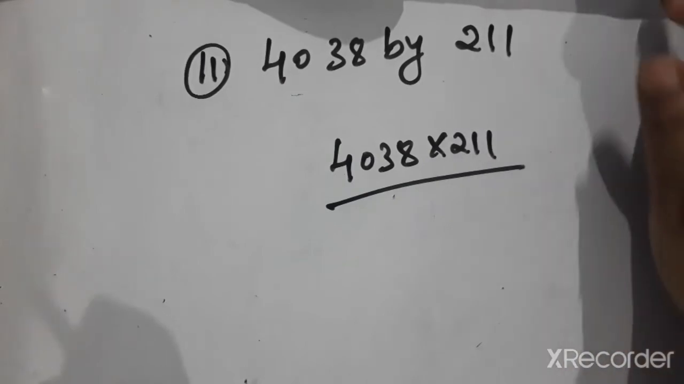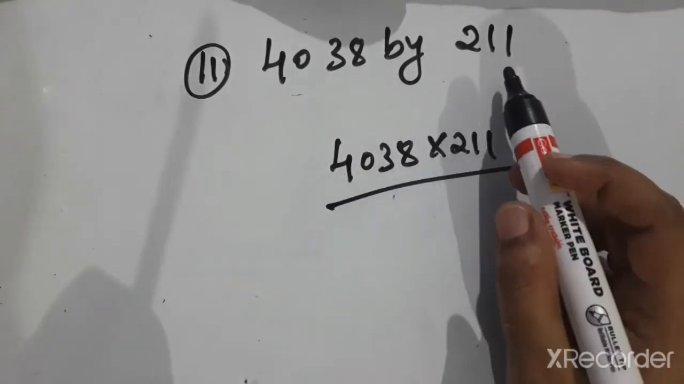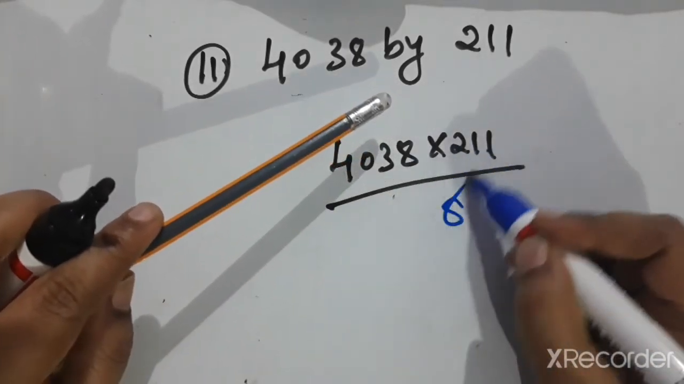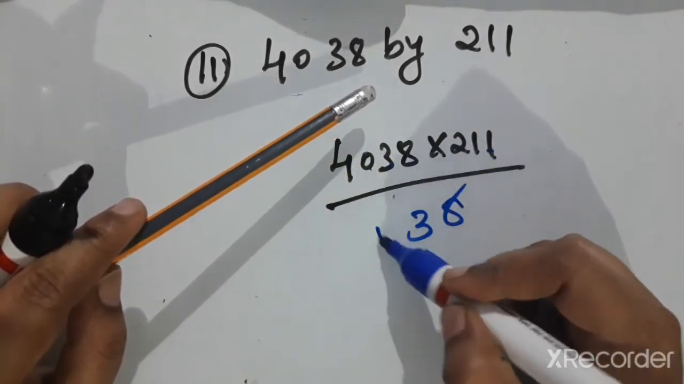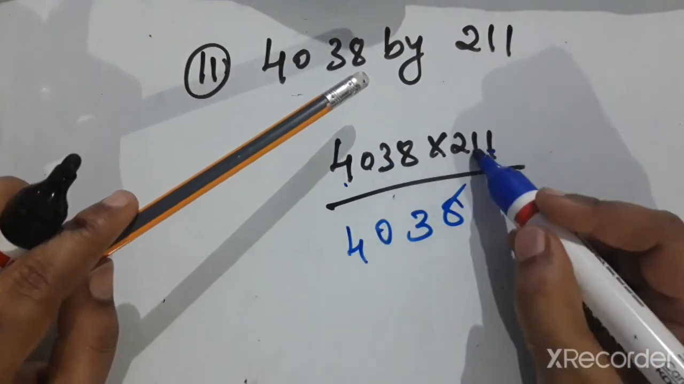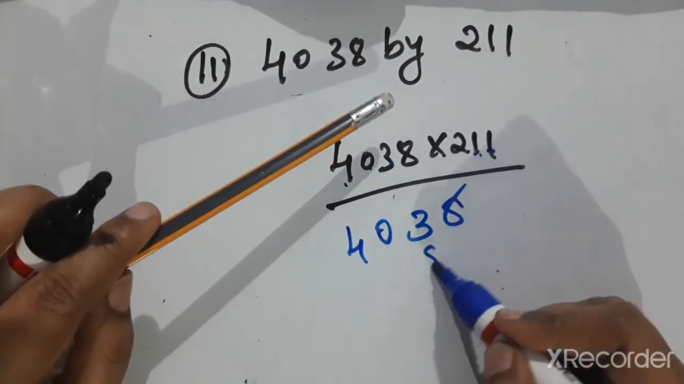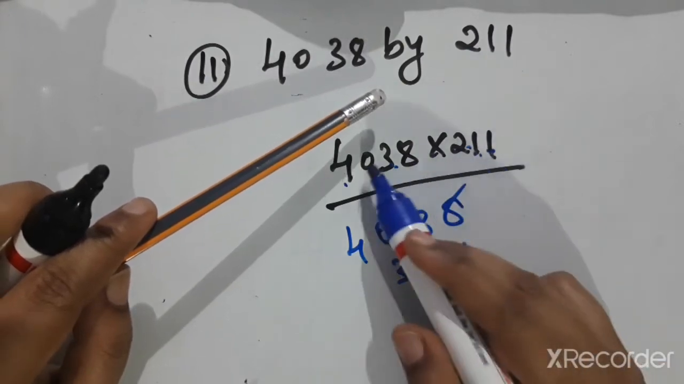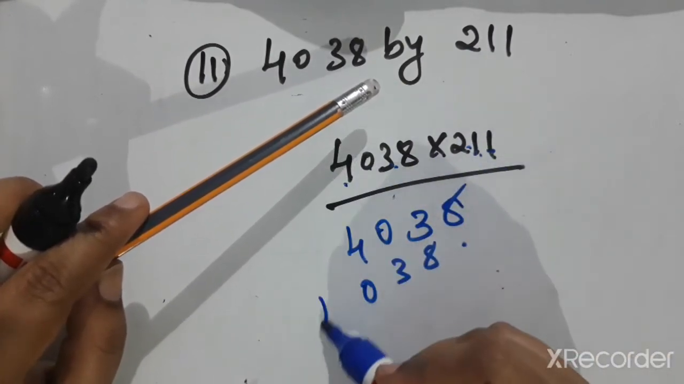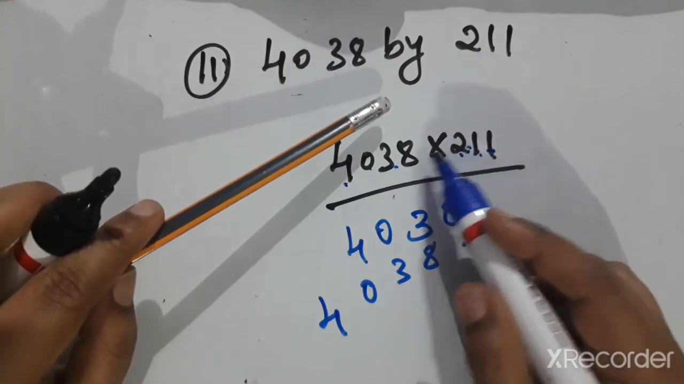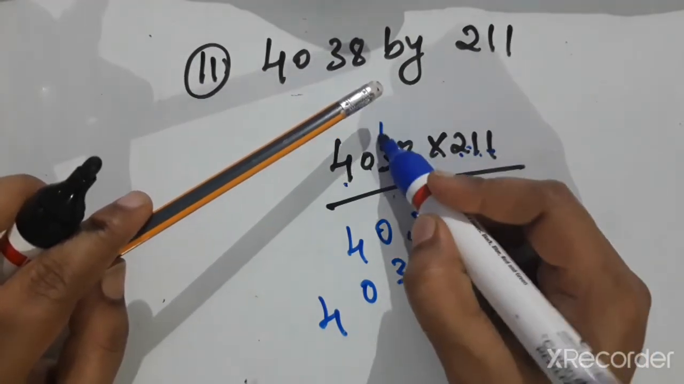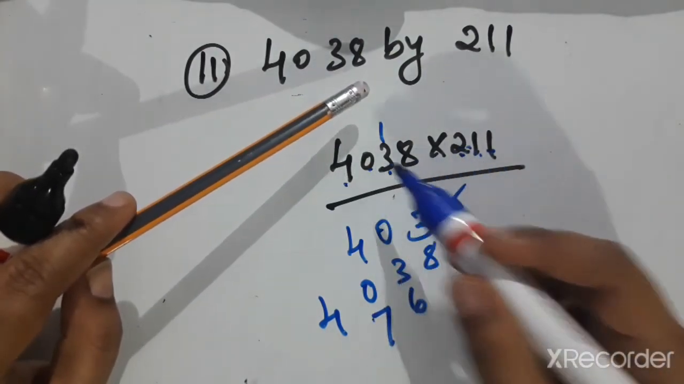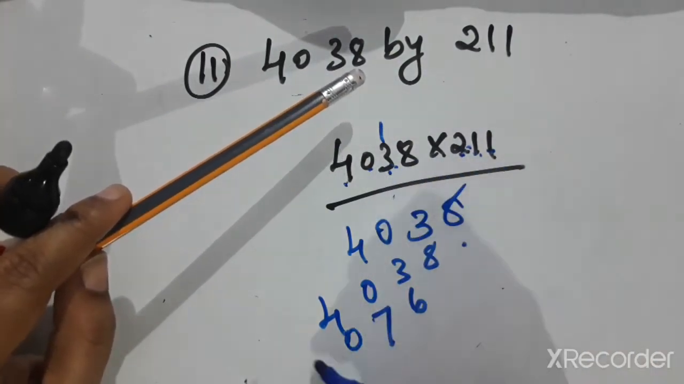Next question, 11th one. 4,038 into 211. Now we have to multiply. 1 8s are 8. 1 3s are 3. 1 0s are 0. 1 4s are 4. Now next number. 1 8s are 8. 1 3s are 3. Leave one space and write. Okay. 1 0s are 0. 1 4s are 4. And 2 we have to multiply. 2 8s are 16. 6 here, 1 carry out to next place. 2 3s are 6 plus 1 is 7. 2 zeros are 0. 2 4s are 8.